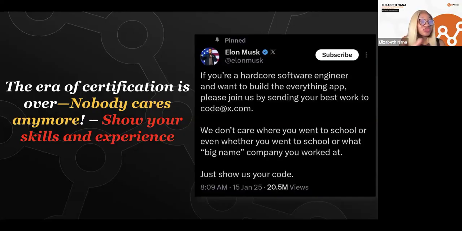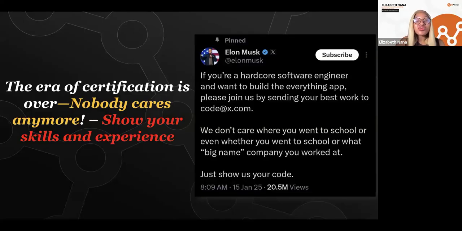We don't care where you went to school. I don't care if you went to Yale. I don't care if you went to Harvard. I don't care if you have worked at Amazon or any big name company. I don't care. That's not what I'm looking out for. I'm just looking out for your portfolio to see if you have the skills.